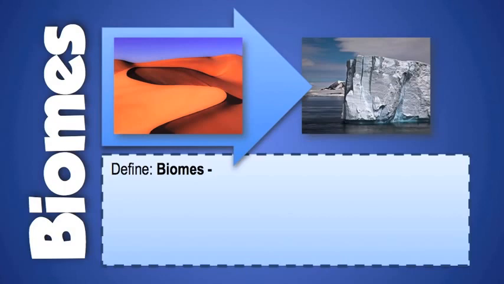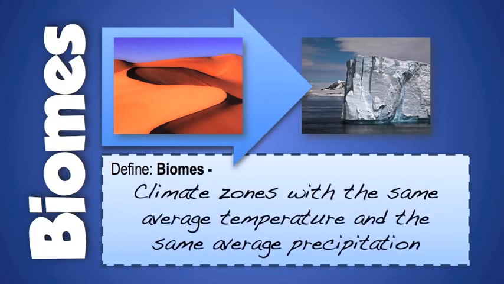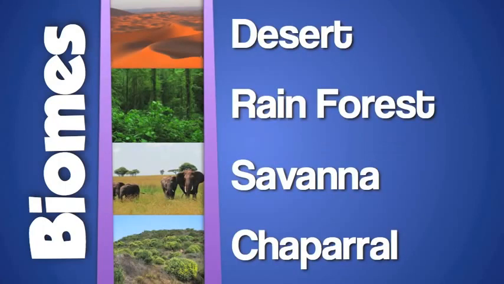All right, so what is a biome? Well, biomes are climate zones. And throughout that area, throughout that region, you see the same average temperature and average precipitation. And what that means is that you will also see very similar plants and animals living in that region as well. All right, so what are the biomes of Africa? Well, there's 4 of them: deserts, rainforests, savanna, and chaparral.